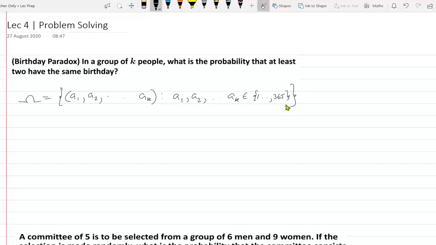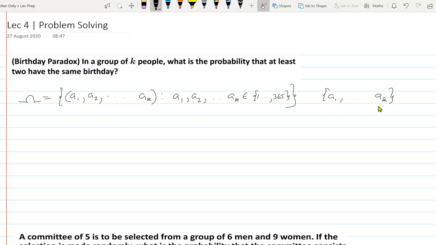It's an ordered sequence. Remember, it's a tuple, that is, it's ordered. If I write A1 to Ak in curly brackets, it's a set, and order doesn't matter. But here it's ordered. That's why we use round brackets, not curly brackets. Inside a set, order doesn't matter.